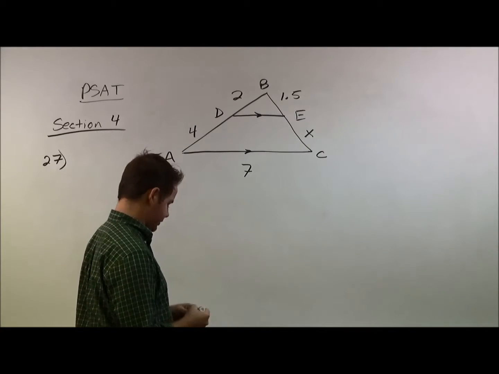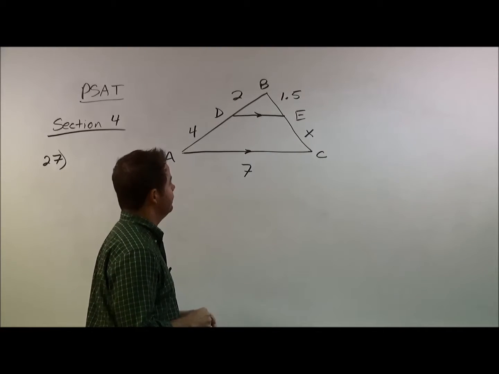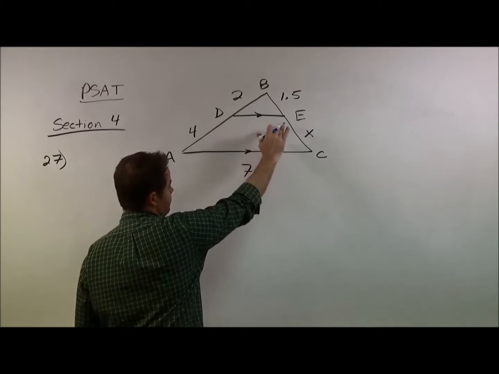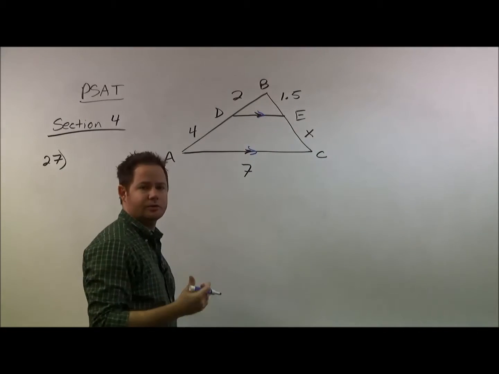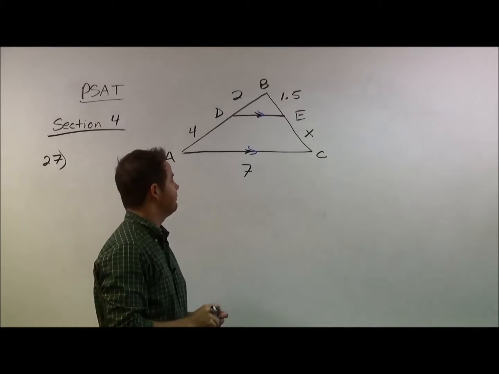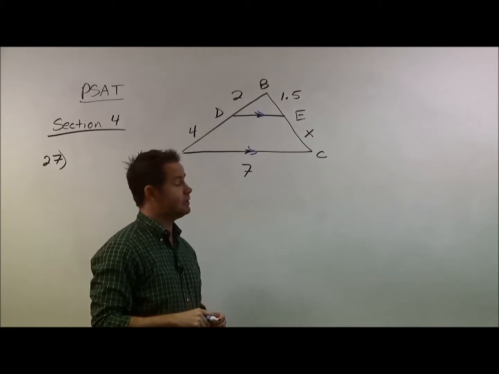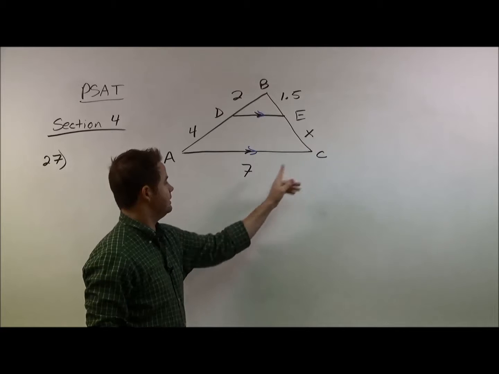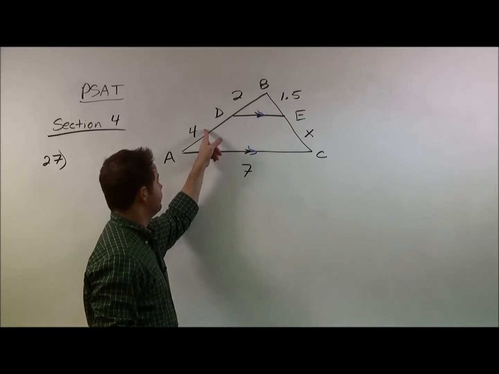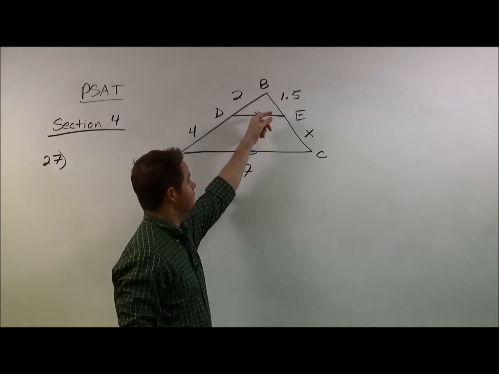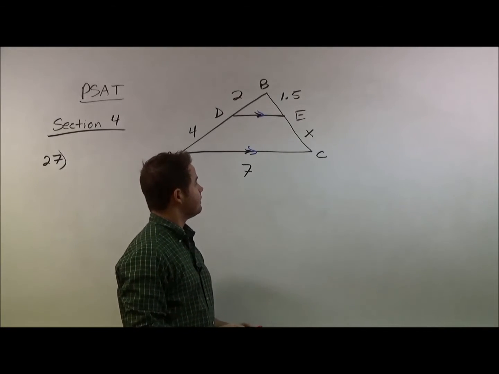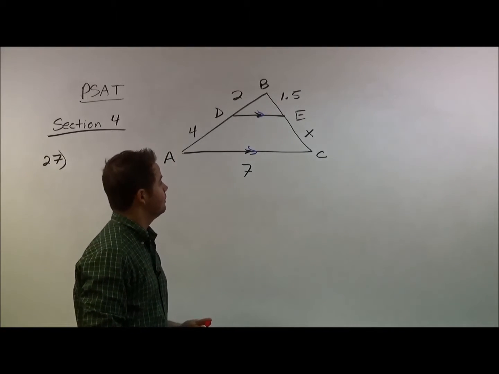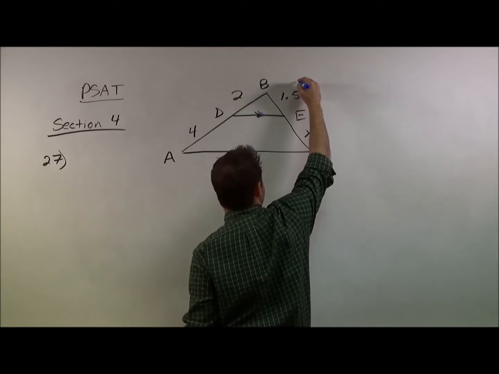I'm going to try to color code this a little bit so that we can follow along. They tell us that DE and AC are parallel. So hopefully you can see those arrows there indicating that those two lines are parallel. And then I filled in the other values given in the question. They tell us AC is 7, AD is 4, DB is 2, and BE is 1.5. And they're asking for the length of BC, which is this entire side over here.